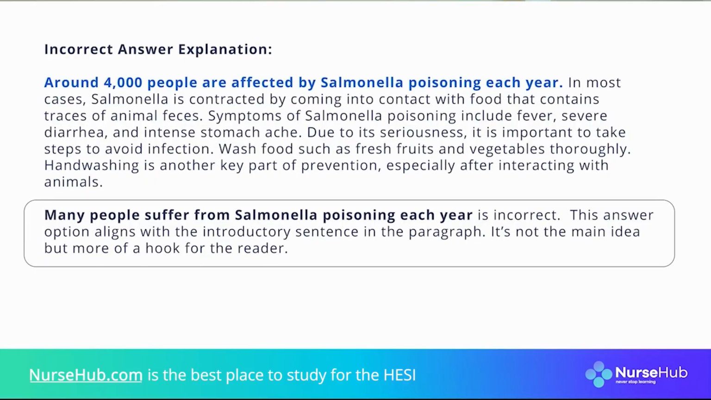Okay, so this next answer option reads, many people suffer from salmonella poisoning each year. That's true. 4,000 people is many people. That's mentioned in the very first paragraph. But this is kind of just an introductory statement of the entire paragraph. It's not the main idea. Statistics in the beginning of a paragraph are usually used to hook you as a reader and make you want to read more. So that's all this is, not the main idea.